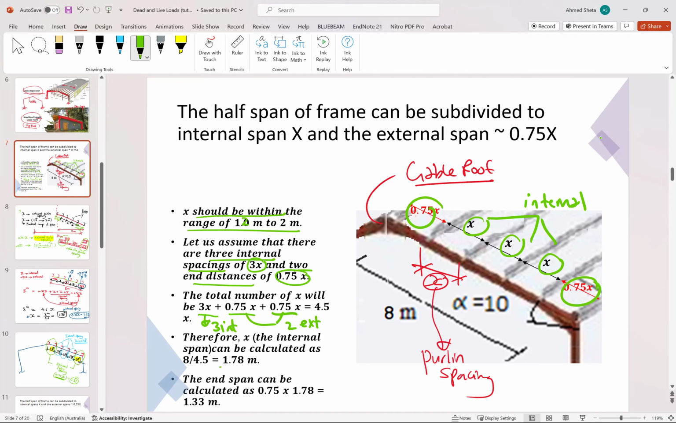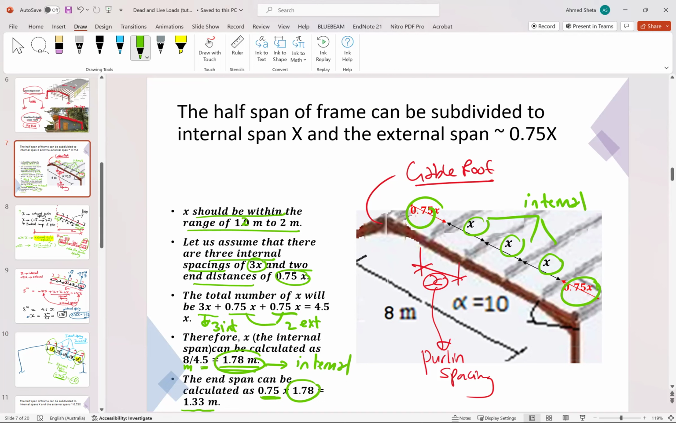So the final value will be 8 meter over 4.5, which gives us the internal as 1.78, and the external will be 0.75 of that value, so it will be 1.33.